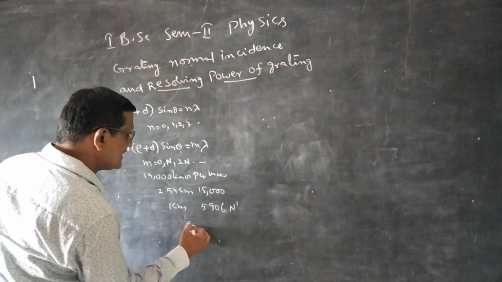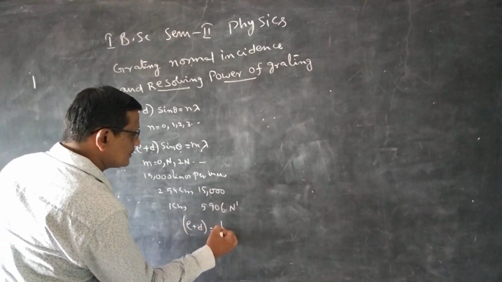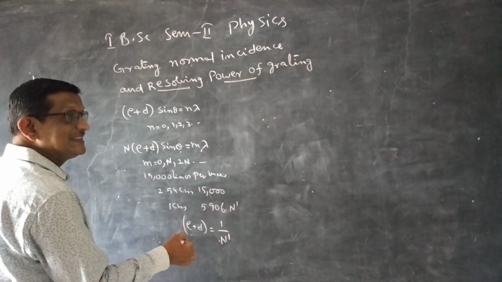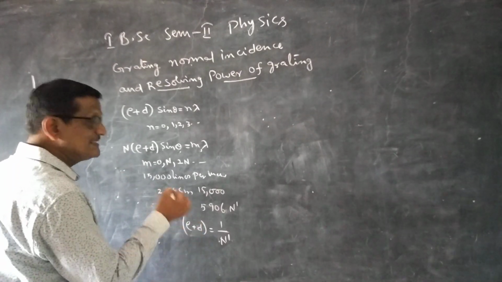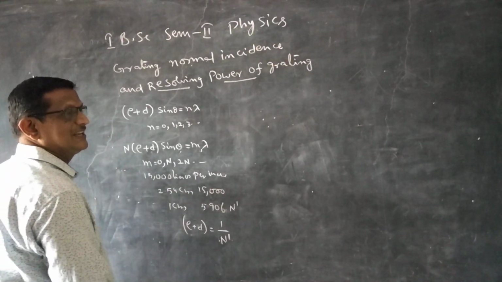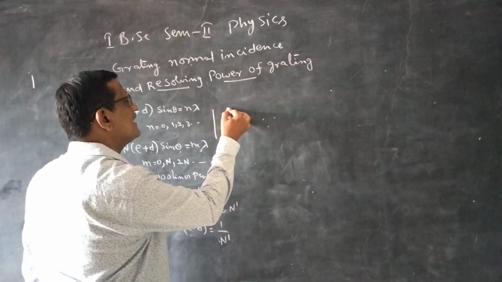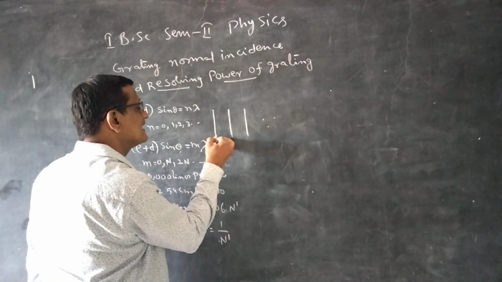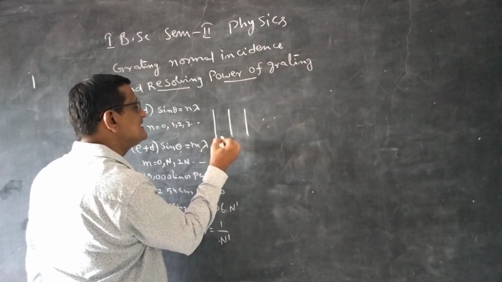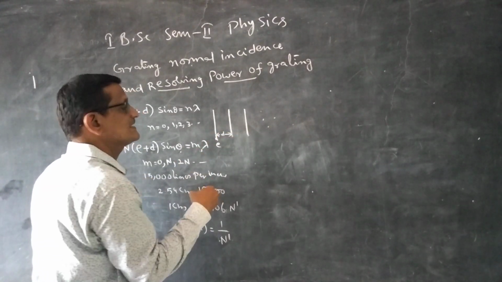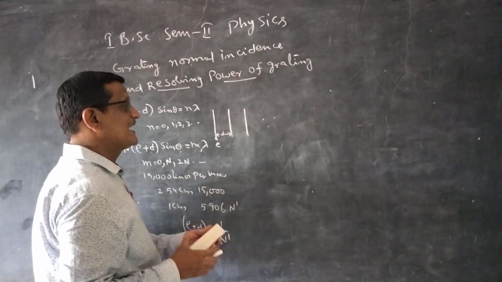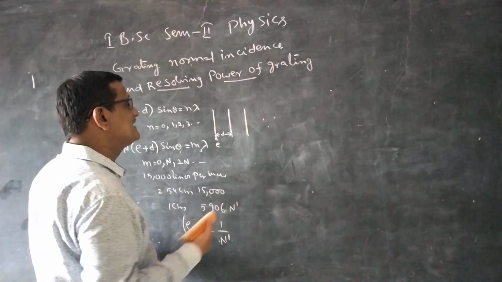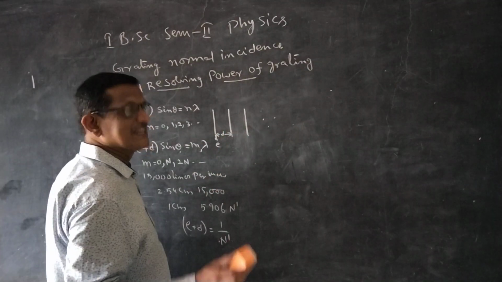Now the grating element e + d is equal to 1 by N dash, because e is the thickness of the line and d is the distance of separation between the lines. Suppose the diffraction pattern is formed like this, then e means the thickness of this line, and d is the distance between successive lines. e + d is termed the grating element. In a grating, a very large number of lines are arranged in a very small region.